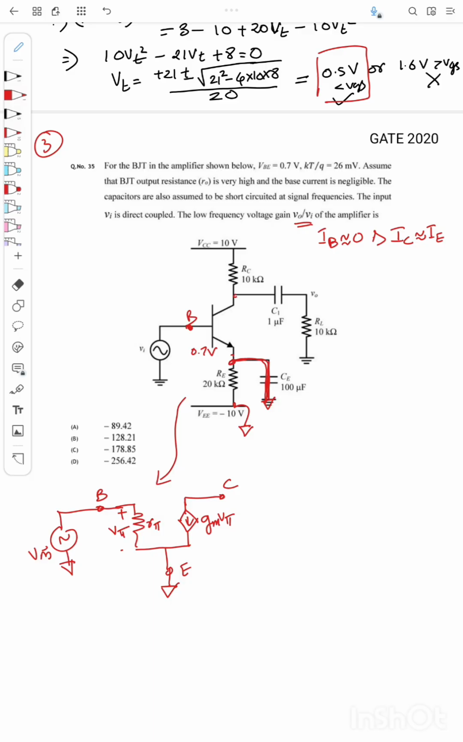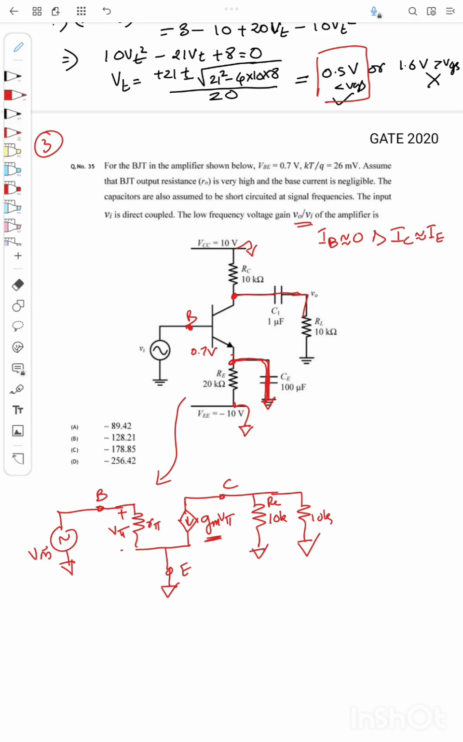Okay, now what happens to the collector node? I have a resistance RC to 10 volt. So again this is also set to ground, right? So there is one resistance RC, that is 10K, connected to ground, and this capacitor is also short circuited. So I have one more resistance, that is 10K. Okay, so I have all the values except GM. The value GM is not here, so I need to find the GM from this circuit.